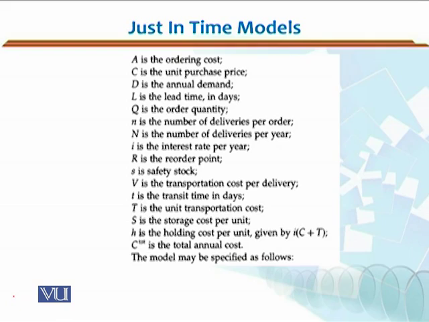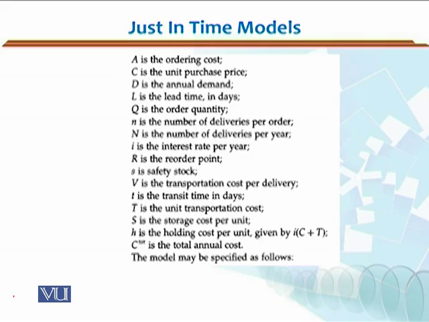Now let me introduce the notations which I will use for just-in-time models. A is the ordering cost. As usual, I have taken it as A earlier as well. From the perspective of the retailer, it is easier to explain. C is the unit purchase cost. D is the annual demand. L is the lead time. Q is the order quantity. Small n is the number of deliveries per order. Big N is the number of deliveries per year.